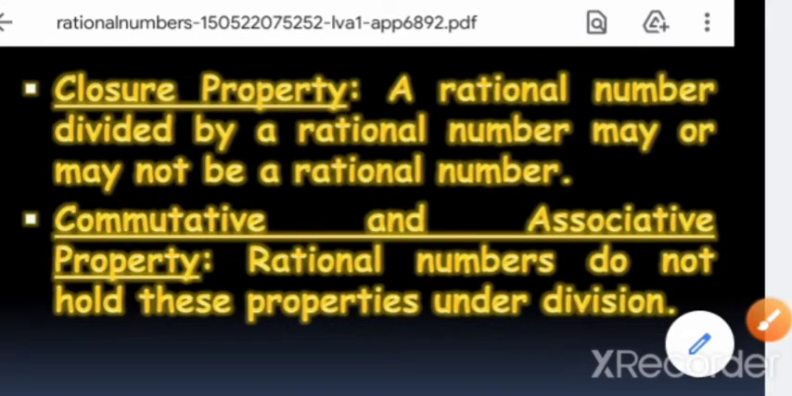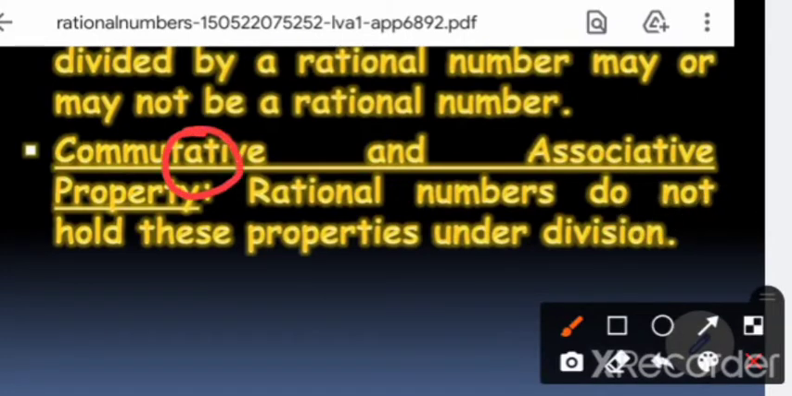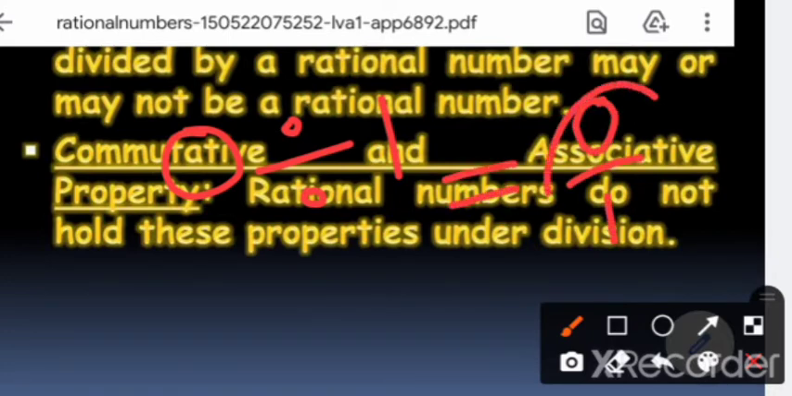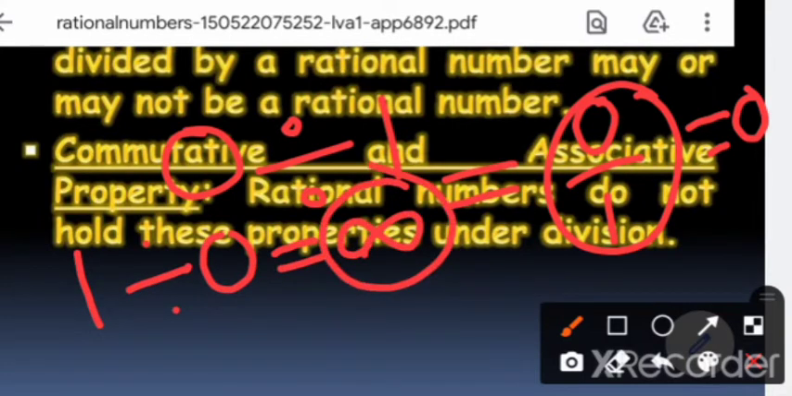Example: take the numbers 0 divided by 1. Both are rational numbers. 0 is a rational number, 1 is also a rational number. Division 0 upon 1, its answer is 0. It is a rational number. But if the numbers are 1 divided by 0, the result is infinite. It is not a rational number.